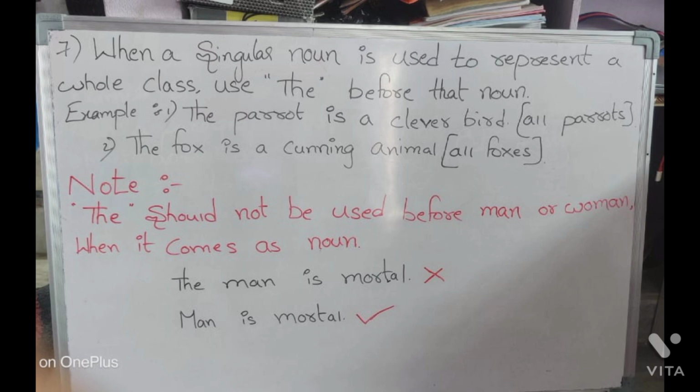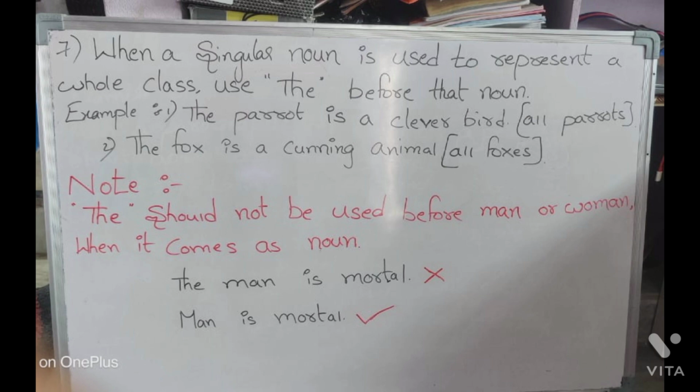And when a singular noun is used to represent a whole class, we use "the" before that noun. For a singular noun representing the whole class, we use the article. "The parrot is a clever bird." Here we are not talking only about a particular parrot, we are saying it for all parrots. Parrot is a noun here, so we are saying all the parrots. "The fox is a cunning animal." So we are not only saying it for an individual one, we are saying it for all foxes.